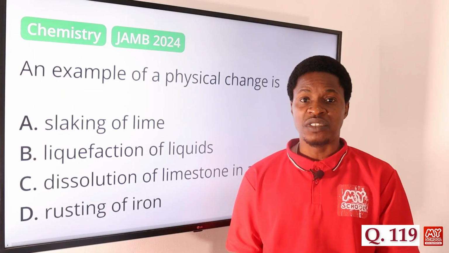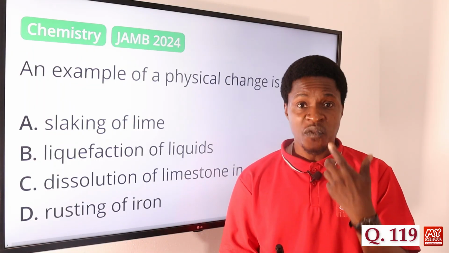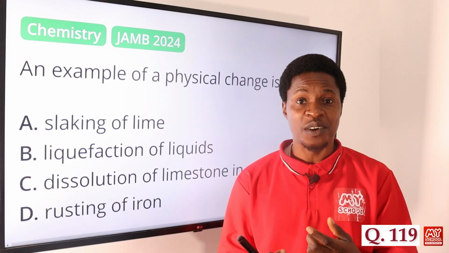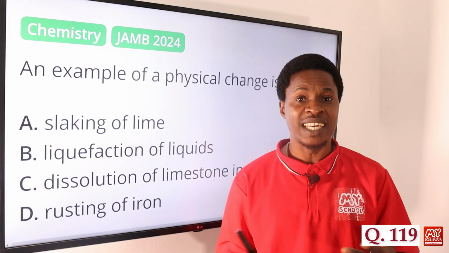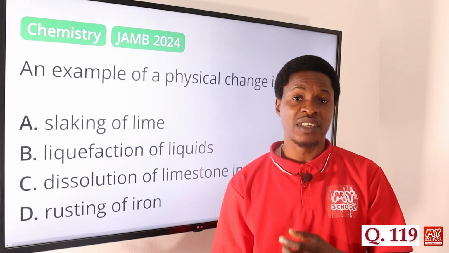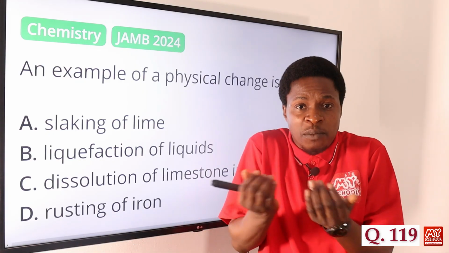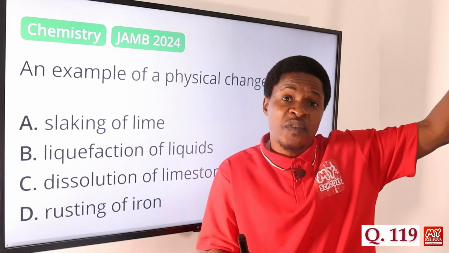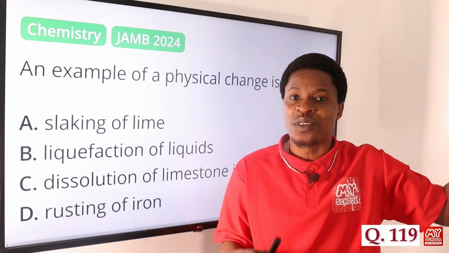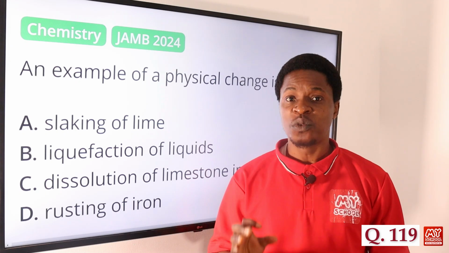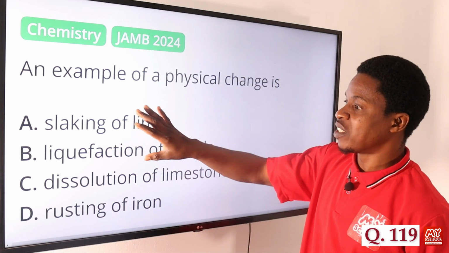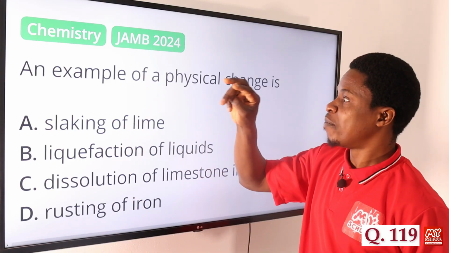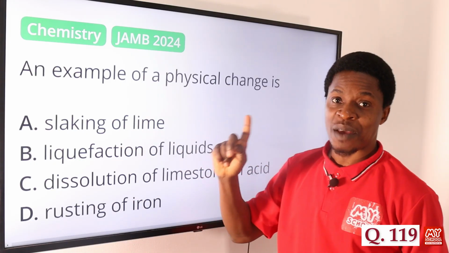But a chemical change, if you get firewood, let's say, you set it ablaze, you put fire and it burns into ashes and charcoal. If you get the ashes and the charcoal and bring them together, you cannot get the firewood you burnt from the beginning. So that is an example of a chemical change. So the question says an example of physical change is what? Which means 3 of them will be chemical changes, but 1 of them is a physical change.